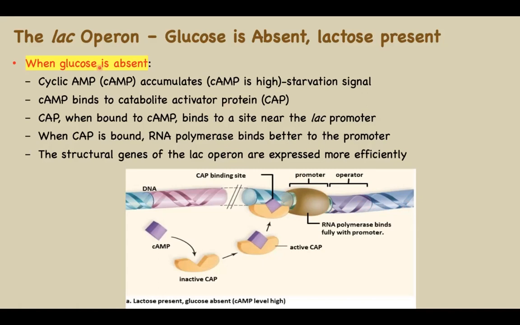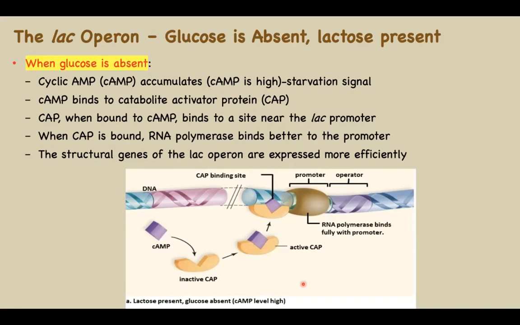Bila glucose is absent, you have to remember the cAMP binds to the CAP. Kalau dalam lac tadi tu, lactose, dia cuma ada repressor dekat operator, sama ada turn on or turn off. Kalau glucose is absent, it involves cAMP and CAP complex. Dia akan bind to the CAP binding site. Okay? Okay, so what happens when glucose is present?